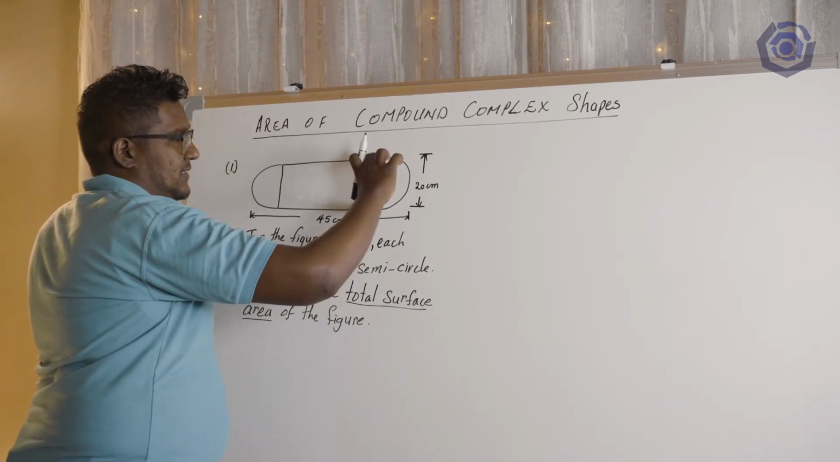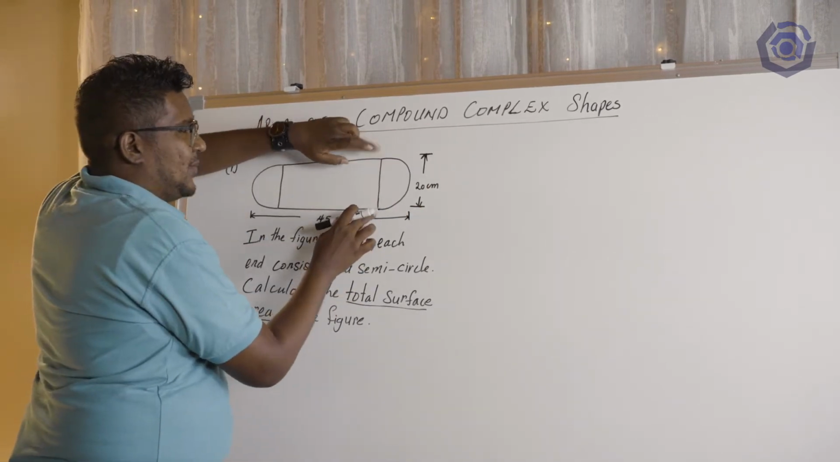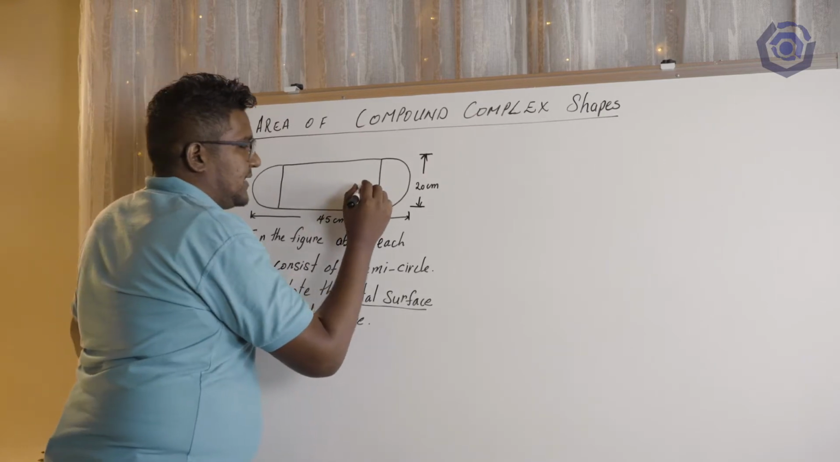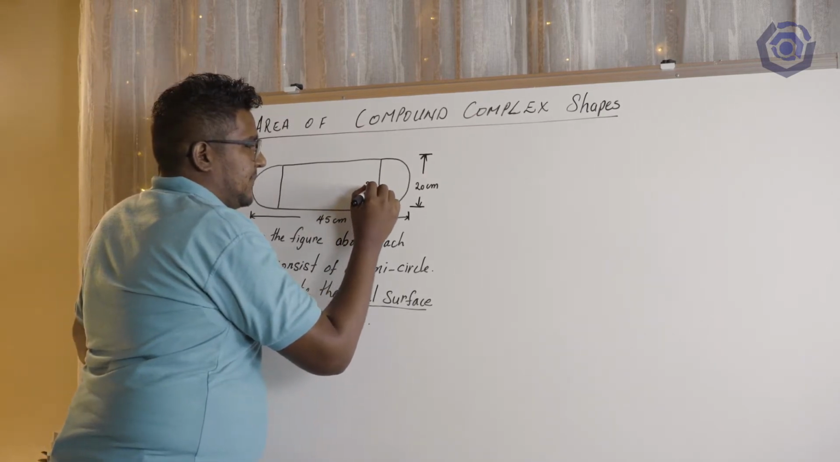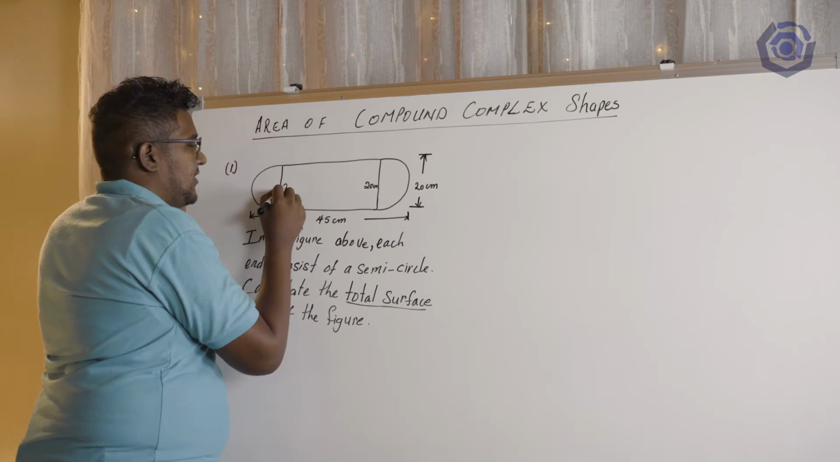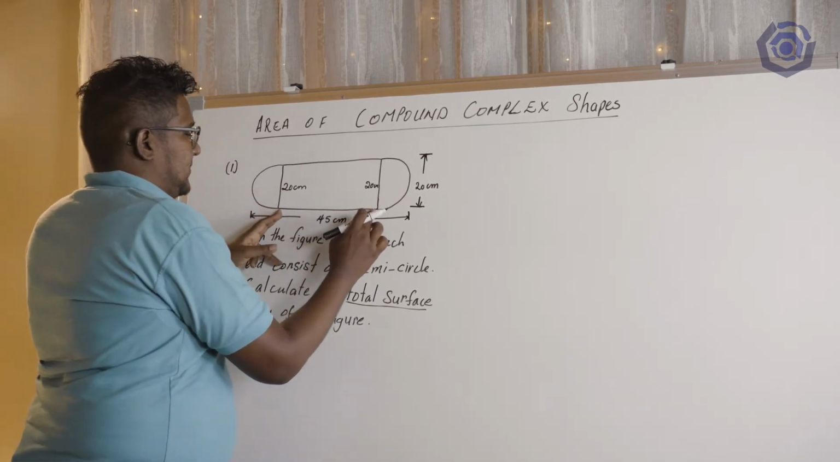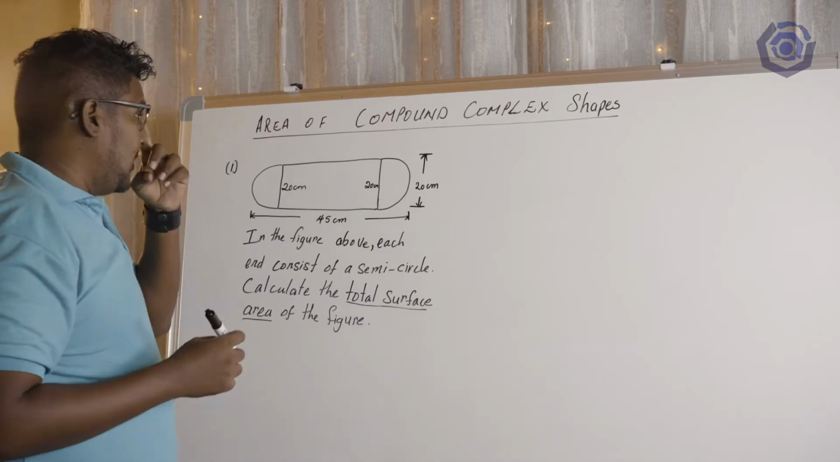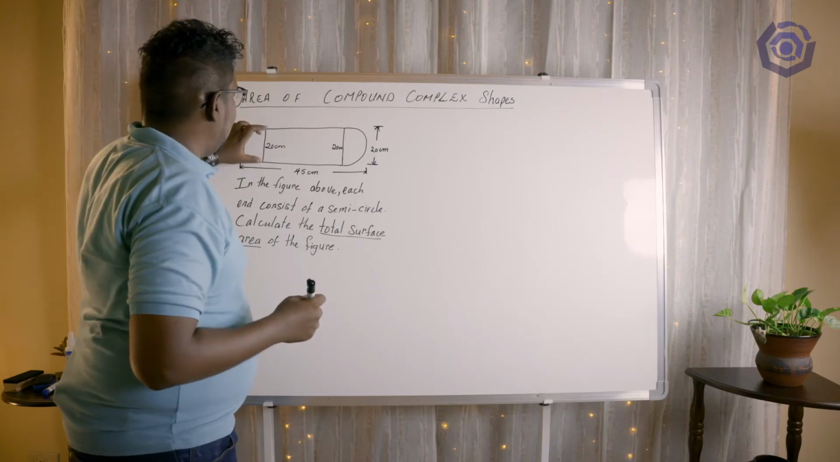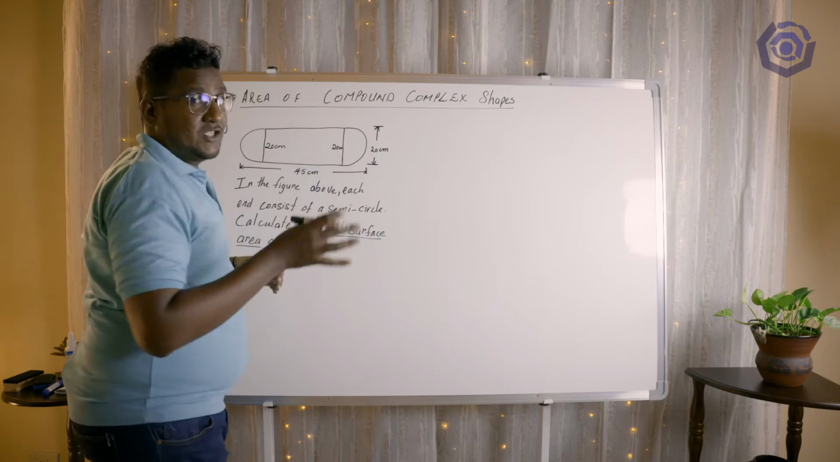Now, the width of our rectangle would be the same. So this part is 20 cm, and if this is 20 cm, over here is also 20 cm. We don't know what this part is as yet, but we will soon find out. Now, this 20 cm is the diameter of this circle.